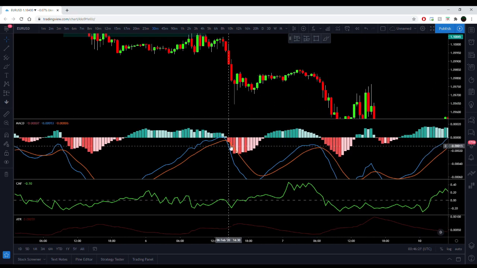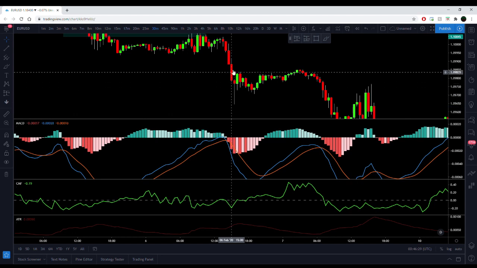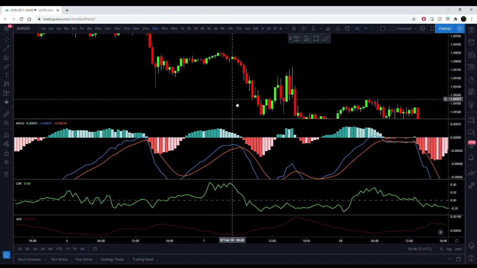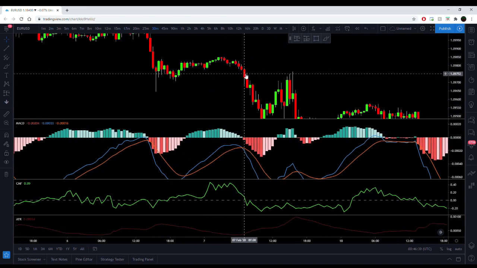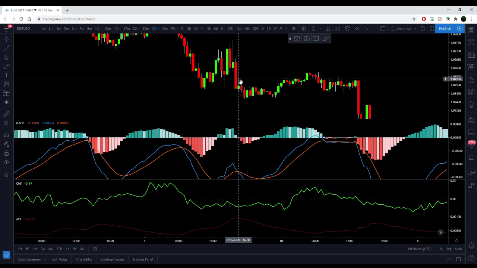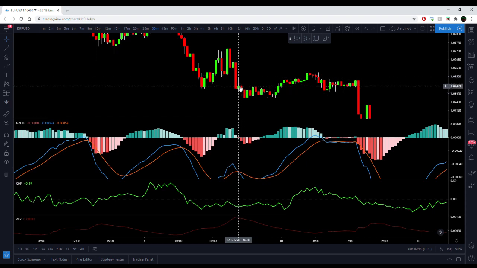So we get another cross down right here on this candle. So that would be another entry signal. Chaikin money flow agrees. So you'll take that short on this candle. Then you get another one right here on this candle. Chaikin money flow does not agree. So you're not taking this signal. This one right here. You will take this trade signal.